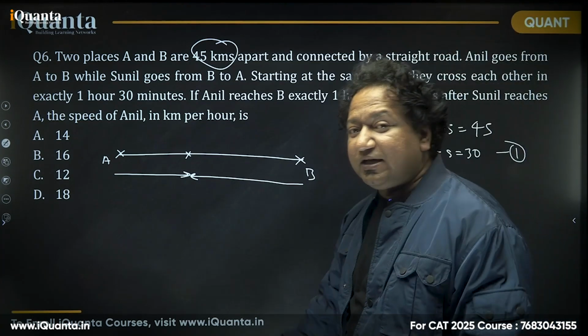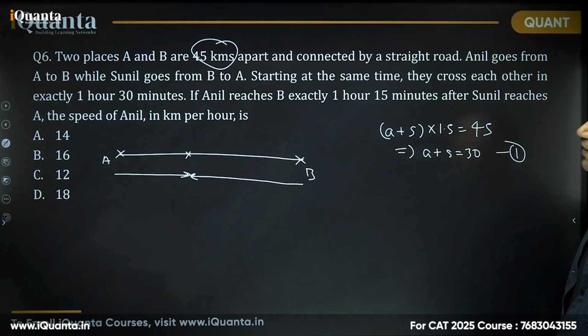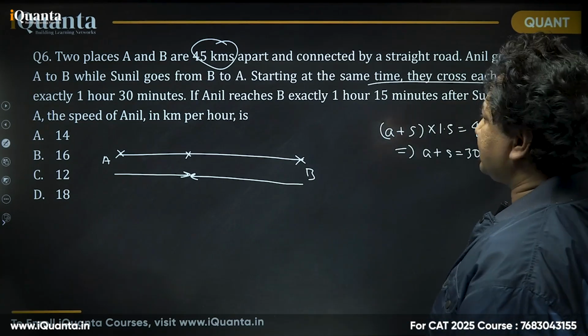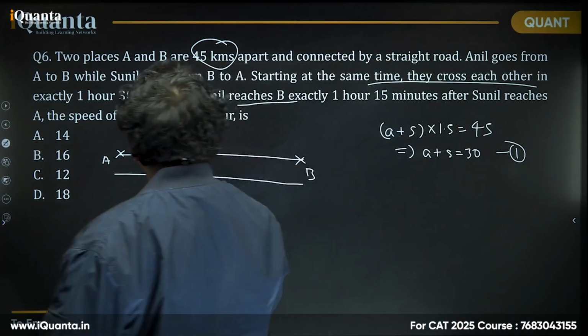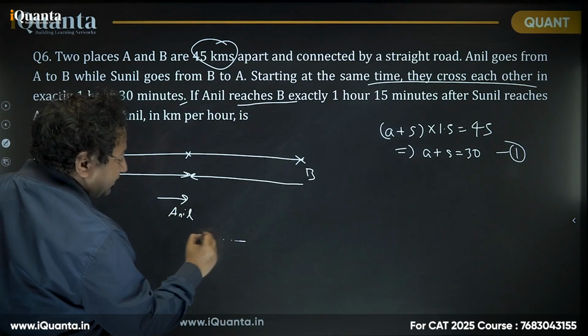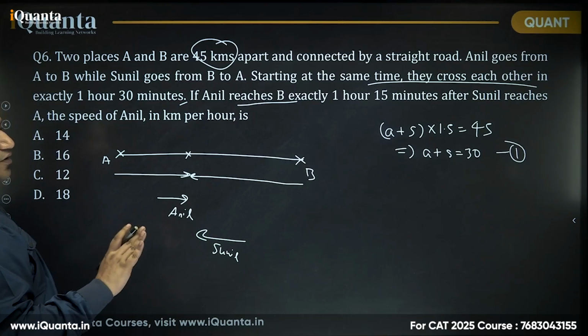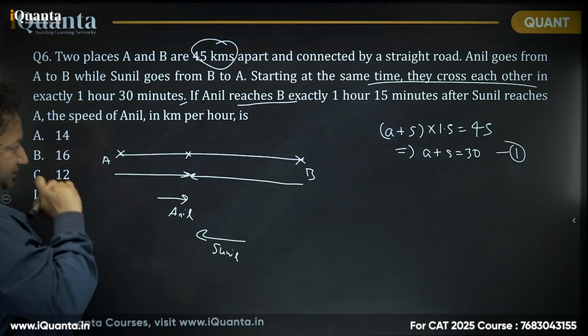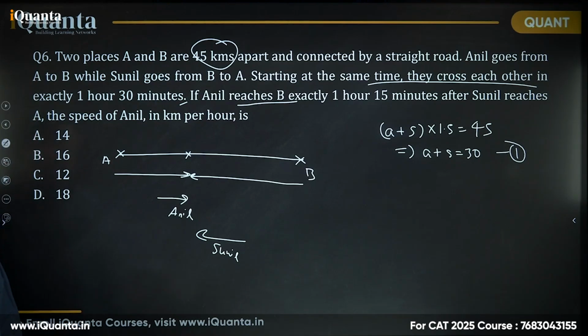Okay. So this is the best thing for arithmetic. While you read the question, keep on solving. Starting at the same time, they cross each other in exactly this. Okay. If Anil reaches B, so Anil was traveling from here. This is Anil. And from here we have Sunil. So Anil reaches B exactly 1 hour 15 minutes after Sunil reaches A. After Sunil reaches A. All right.